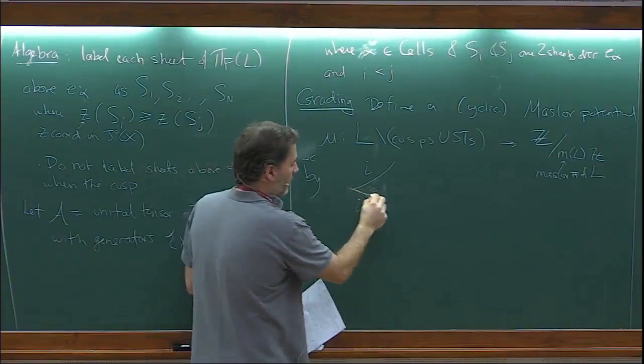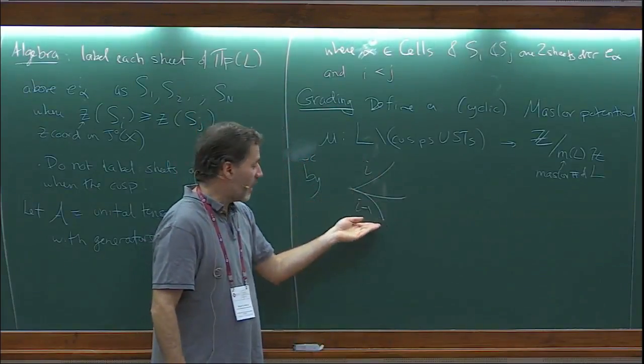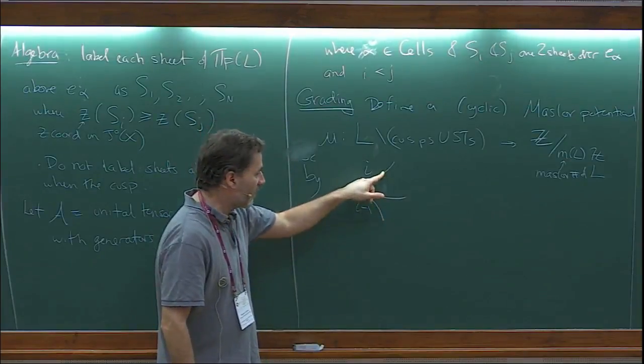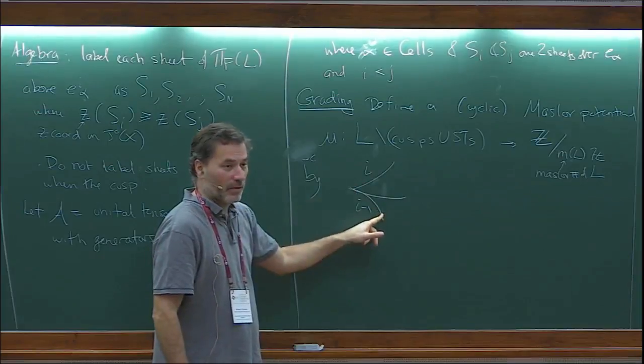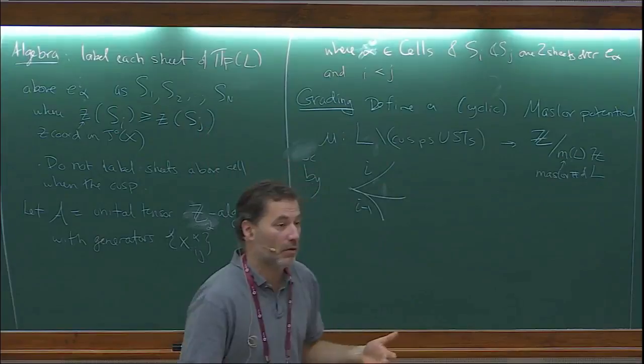So, basically the Maslov potential of a sheet above a cusp has to be one more than the Maslov potential of a sheet below the cusp. And that exactly represents the fact that when we go down a cusp, we're adding one to whatever Maslov grade computation we do. So that's all.